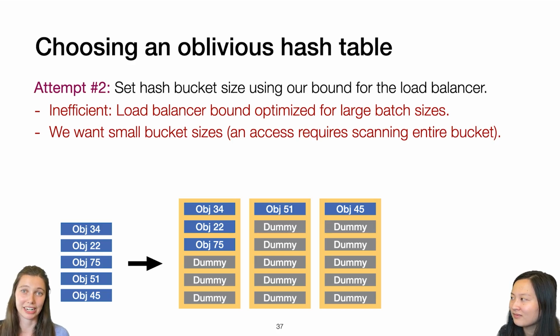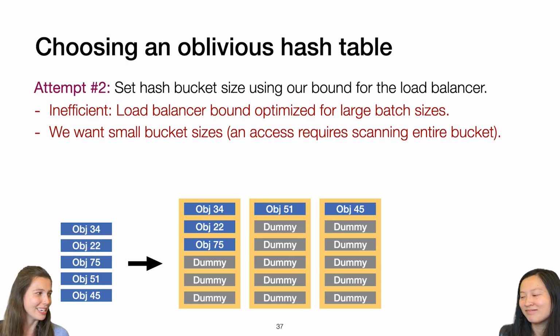Remember that we want to set these batch sizes to be really large to minimize the number of dummies that we're adding. In this case, we actually want smaller bucket sizes, because performing an access in this oblivious hash table means that we have to scan through the contents of the entire bucket. So if these buckets get really big, the scan is pretty slow, so this constant time for lookup is actually not very fast. So it seems like we actually need something different, Vivian.